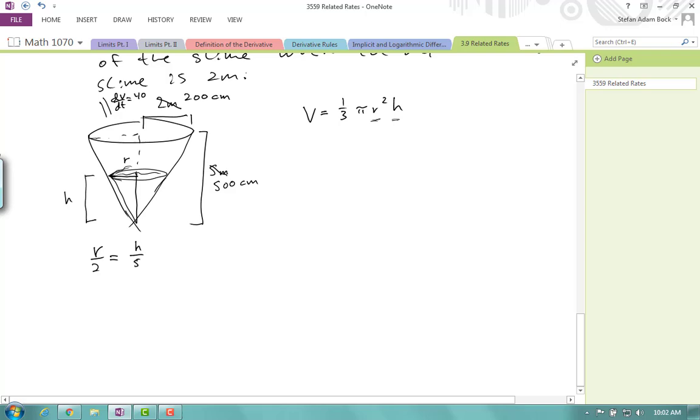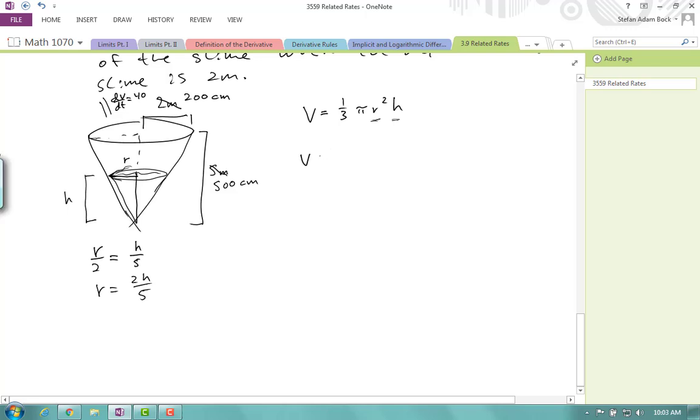Now, since my question is asking about the height, and I have information about the height, I want to eliminate the r. So I want to solve for r. r equals 2h over 5, and I'll use that information to plug into my volume. I don't necessarily have to do this step right now, but it's generally a little bit better to do it now because it'll save us some time.